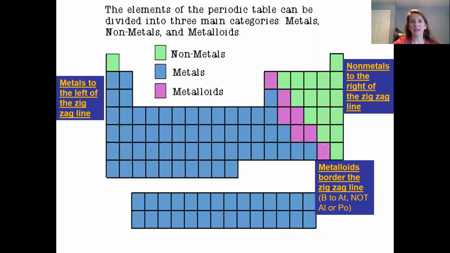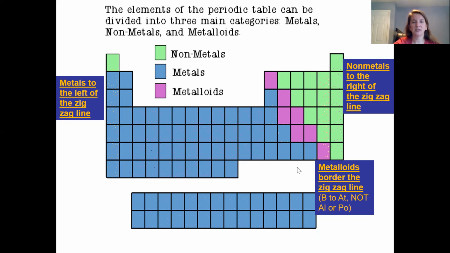We have 3 main groups on the periodic table. We have metals, nonmetals, and metalloids. So you can see from this picture here that most of the elements are metals. All of these blue ones are metals. Those are the elements found to the left of that staircase zigzag line.